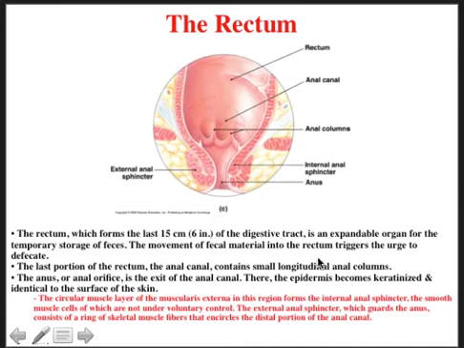The circular muscle layer of the muscularis externa in this region forms the internal anal sphincter, which is smooth muscle, and this is not under voluntary control. The external sphincter is skeletal muscle. It guards the anus, and its muscle fibers encircle the distal portion of the anal canal. Okay, so there's the external anal sphincter, and there is the internal anal sphincter. This sphincter consists of skeletal muscle, and we control it.